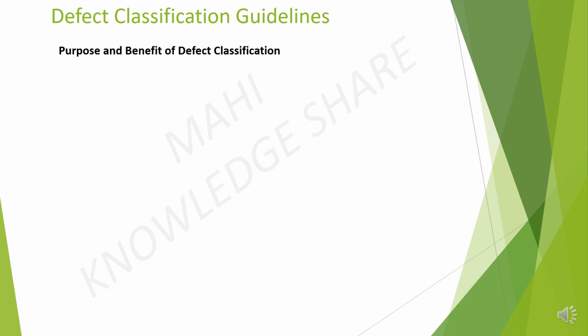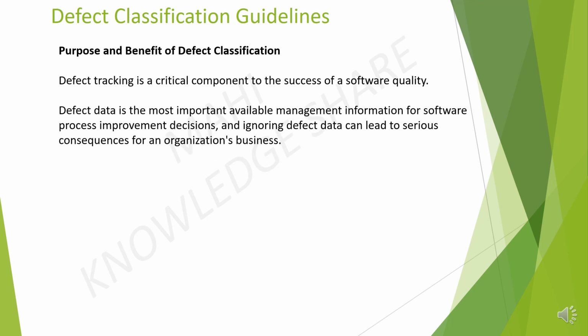Purpose and benefit of defect classification. Defect tracking is a critical component to the success of software quality. In software development activities, the defect data is the most important available management information for software process improvement decisions, and ignoring defect data can lead to serious consequences for an organization's business.